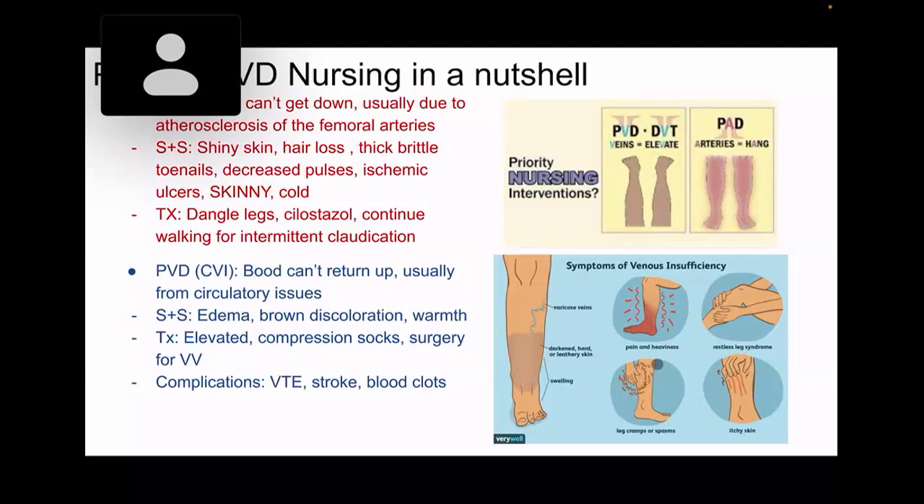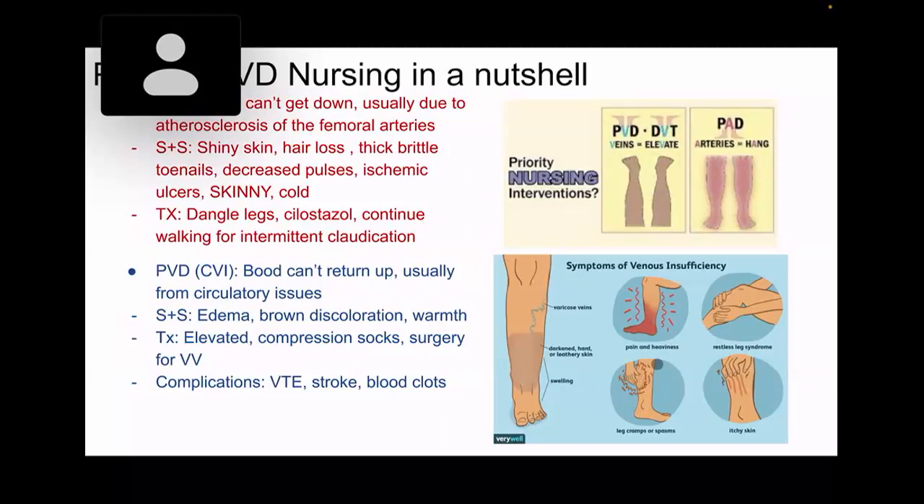These patients also present with intermittent claudication, which is really bad pain when walking. We're going to tell them, when you feel pain, stop, take some deep breaths, and keep walking. That's how we get better.